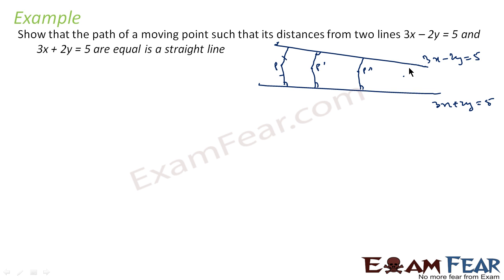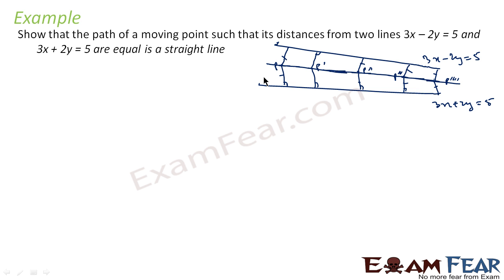Also let's suppose this point moved here now. So this distance and this distance are the same. The point moved further here, and again the distances are the same. This is P dash, this is P triple dash, and this is P four times dash. So this is a point which moves in this direction. We have to prove that if you join all these points, what you get is a straight line.